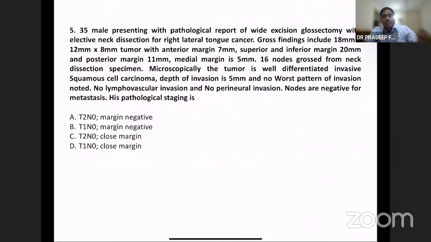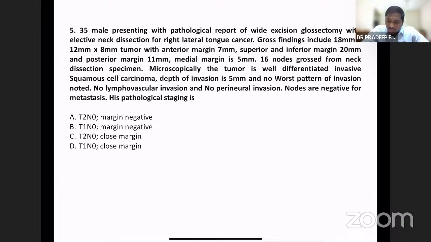This question is based on the staging of oral cavity cancers and how to interpret the pathological report. A 35-year-old male presenting with a pathological report of wide excision glossectomy with elective neck dissection for a right lateral tongue cancer. We will discuss what is elective neck dissection later on in the future questions.